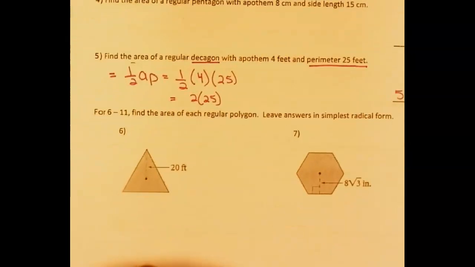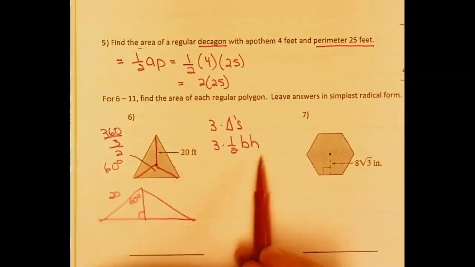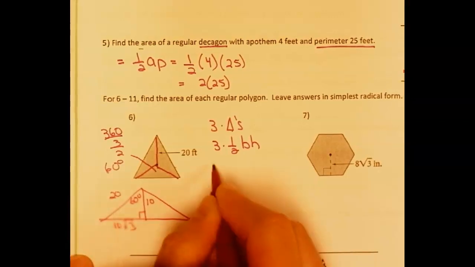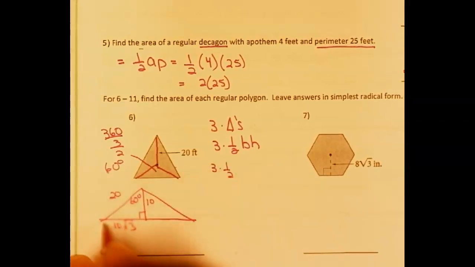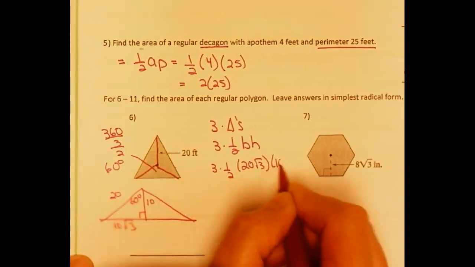Okay, I'm going to pause it for a second, start working out number 6 because I don't have a whole lot of time. Okay, I pulled some pieces out. I found this angle here. I'm going from the hypotenuse back to the short leg. That would be 10. My long leg is 10 radical 3, and I'm ready to plug in. That whole base would be a 20 radical 3. The height would be 10.